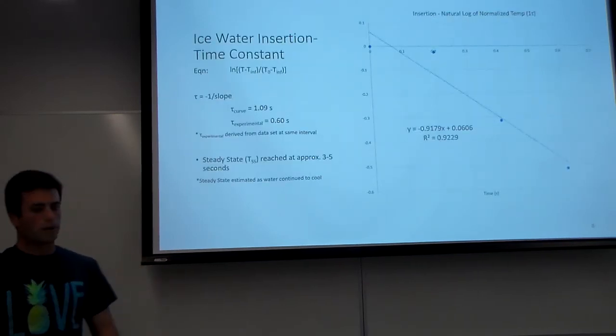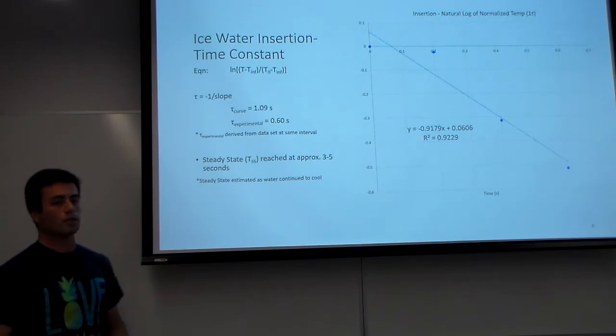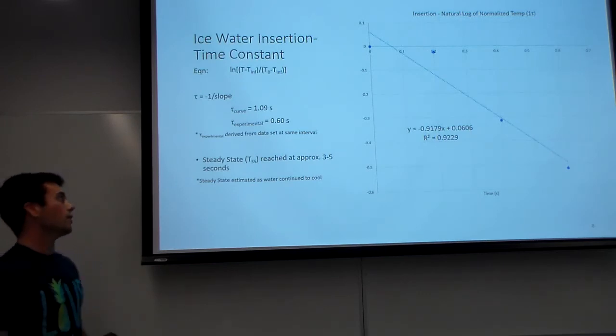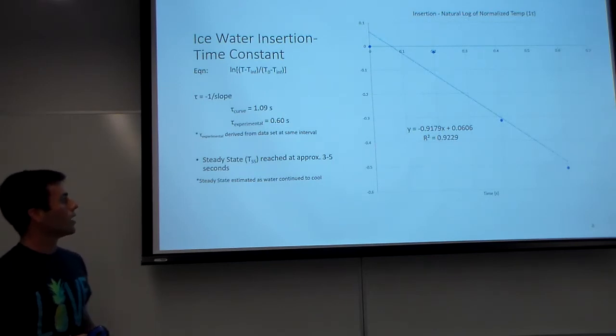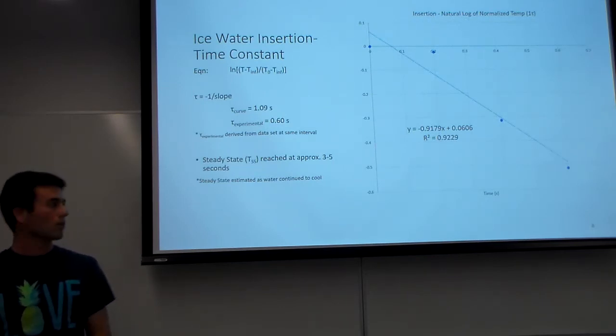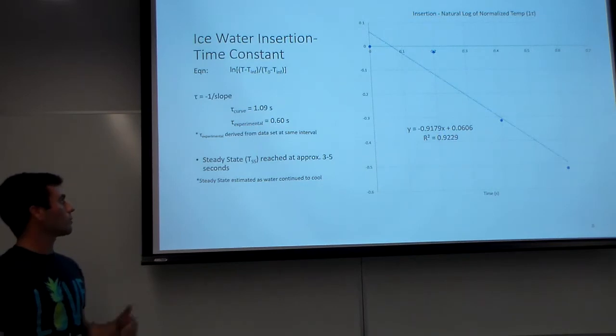So the actual time constant was calculated from that normalized data, just taking the natural log of that, and then using that plot, we set a linear curve fit, and the inverse of the slope of that curve fit is our time constant.